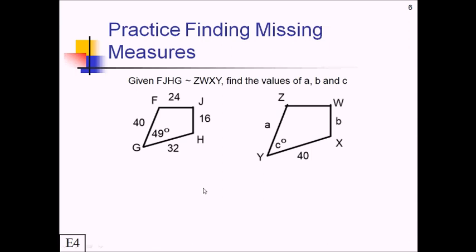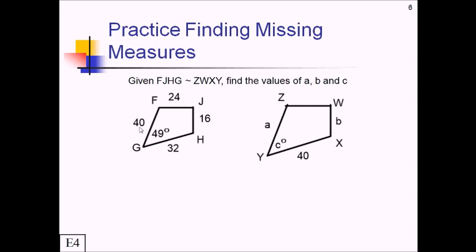So I'm going to go in alphabetical order here. The angle is by far the easiest to find, but we'll do that one last. So finding A first, I notice that A is going to correspond with this 40 side over here. So A over 40 is going to be one of my fractions.